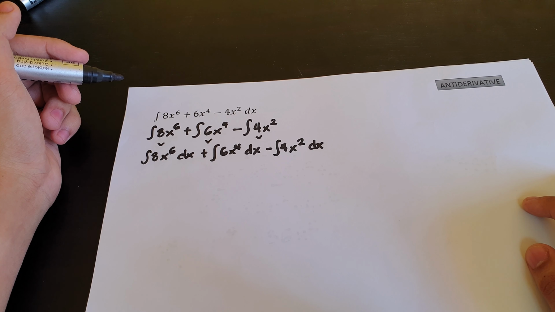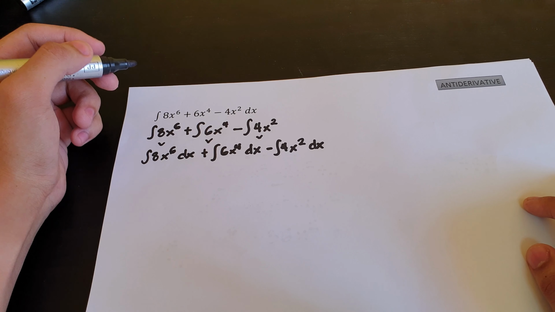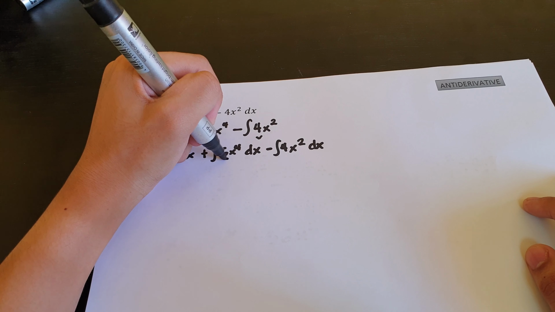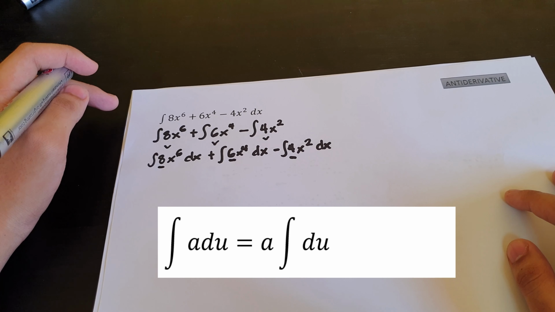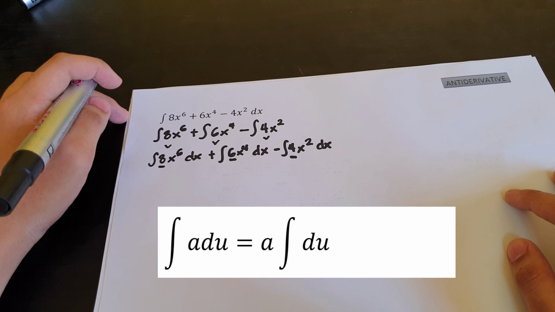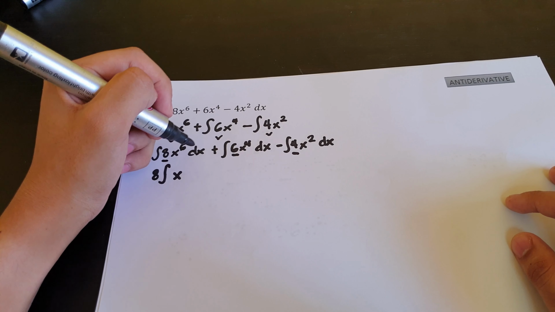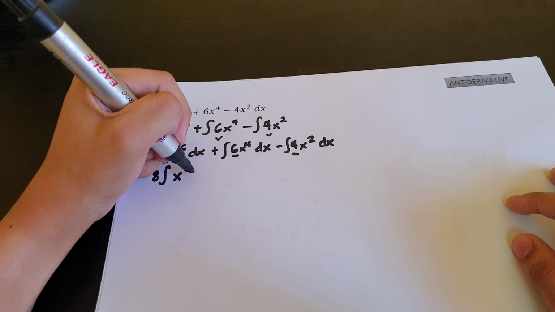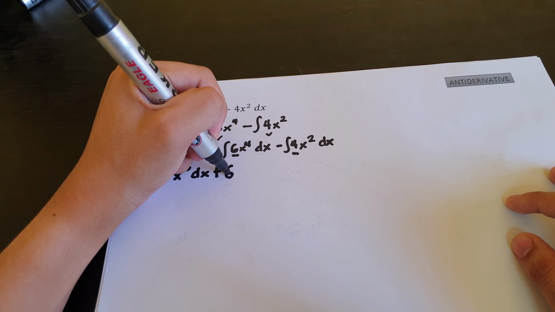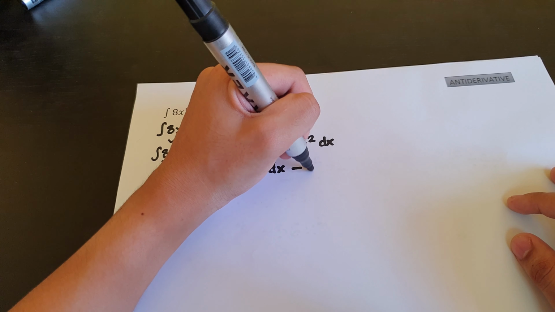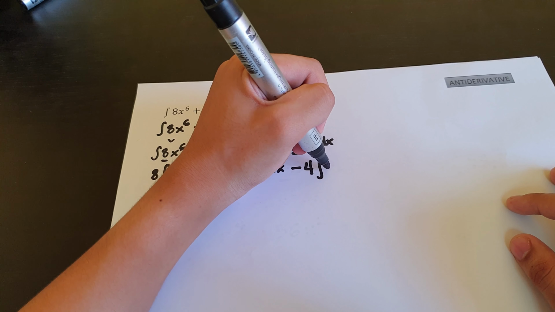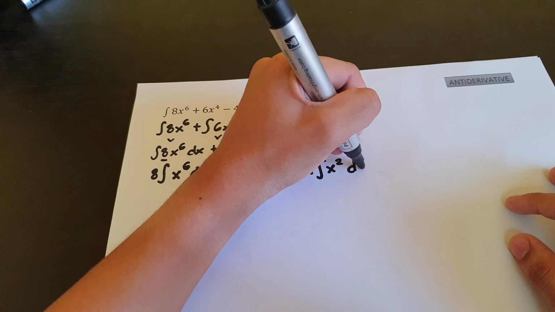The next step is to move out constant numbers, which are 8, 6, and 4. By doing so, we must put the constant number before the integral symbol. 8 integral of x to the power of 6 dx plus 6 integral of x to the power of 4 dx minus 4 integral of x squared dx.